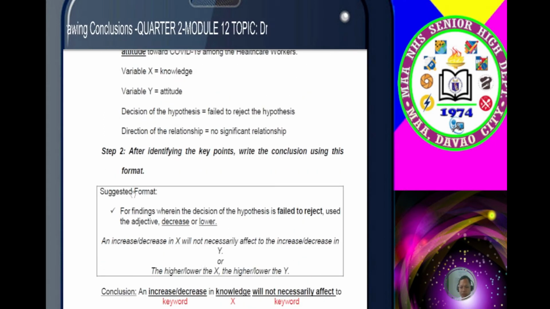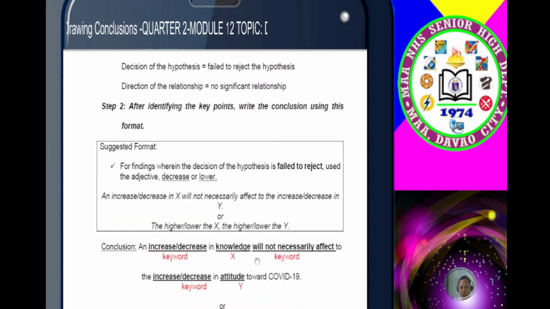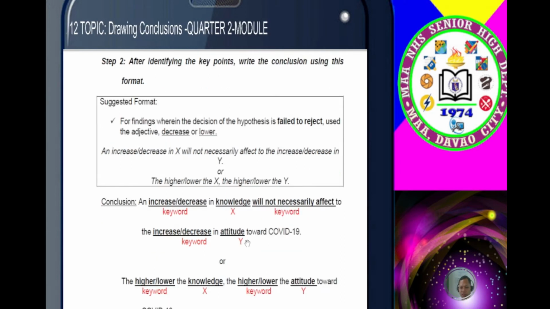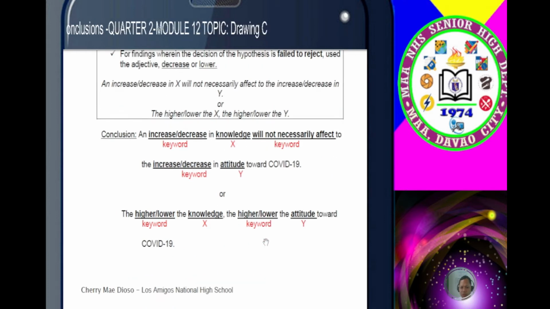Then this is the format. An increase or decrease in X will not necessarily affect the increase or decrease in Y, or the higher or lower the X, the higher or the lower the Y. Okay, so for example, we have this conclusion: an increase or decrease in knowledge, variable X, will not necessarily affect the increase or decrease in attitude, Y, toward COVID-19. Or the higher or the lower the knowledge, the higher or the lower the attitude toward COVID-19.